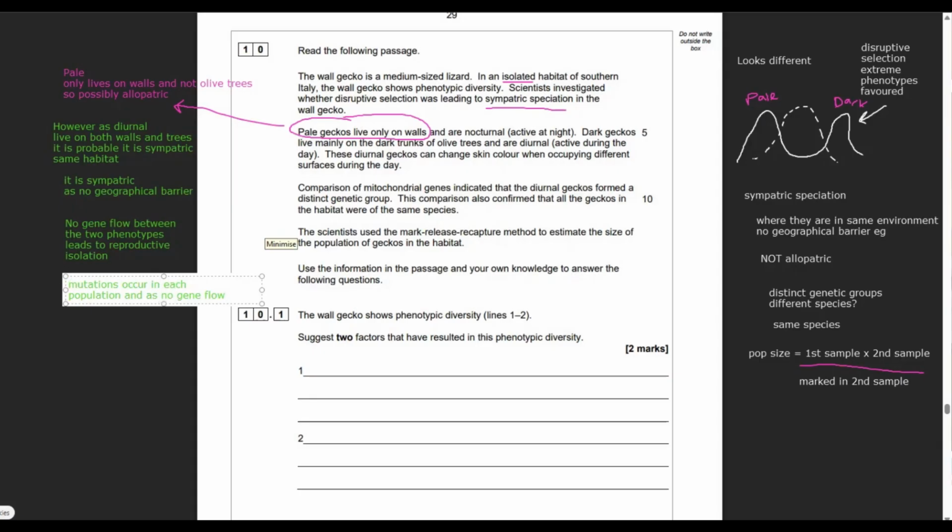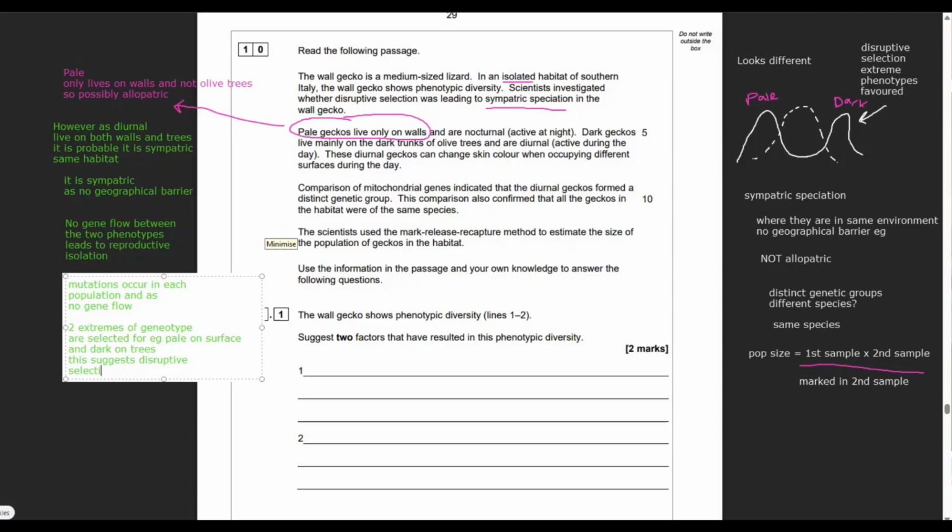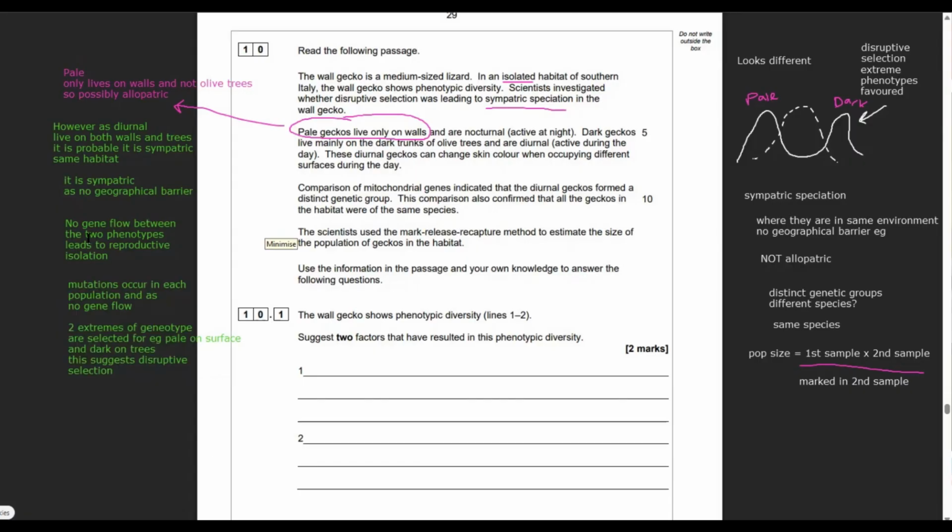Now, mutations can occur in those two different populations, and based on their environment, you've got natural selection happening differently, which is leading to speciation and leading to the selection of the different skin colors or different colorations. They're different phenotypes. So how do I know? What's the evidence that this is disruptive selection? Because that was part of the evaluation, that sympatric speciation is leading to disruptive selection.